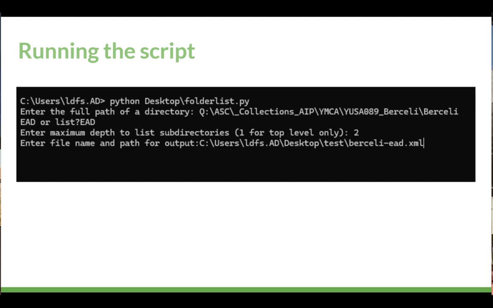It asks for the directory path to run on. I've entered the path to where the Denise Berselli files are stored. Then it asks whether you want the output as a plain text list or as EAD. So here I've chosen EAD. Next, you indicate how deep into the file tree you want the directories and subdirectories to be listed. And I've entered 2, so it will give me the top level folders and the subfolders under those. Then finally, you give a file path and name for the output.